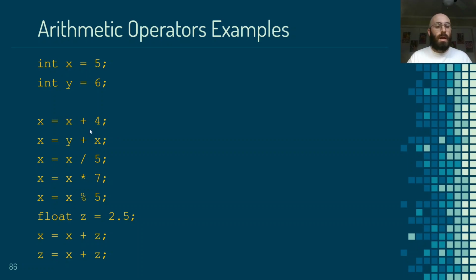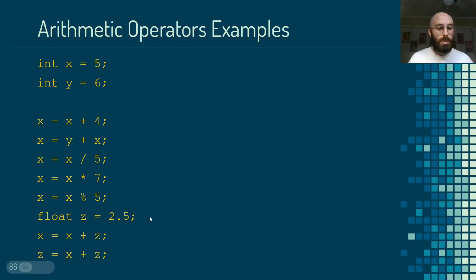And then we would substitute that value of 9 in here, and we would say it's 9 plus y, which is 6, and so x is now a value of 15. And then here we would say, okay, x is equal to x divided by 5, so we would say 15 divided by 5 is 3. And then we substitute that value 3 in here, so it's 3 times 7 is 21, so x is now 21. And then we say, okay, 21 mod 5. So 5 goes into 21 4 times, but we only care about the remainder for modulus. So our answer here is 1.